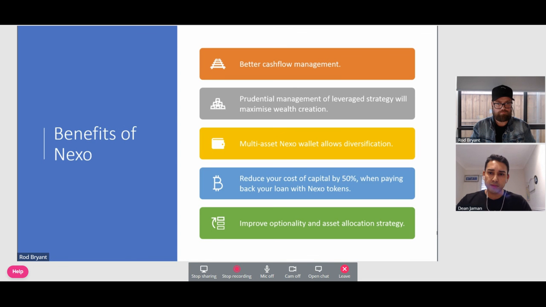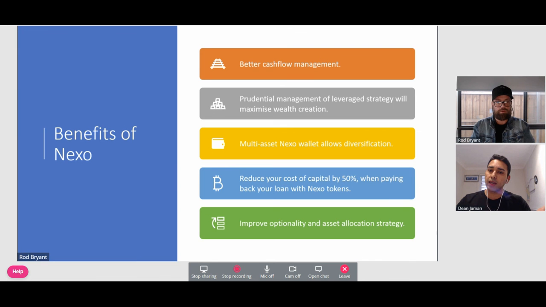Also, the other benefit of Nexo is you can reduce your cost of capital by half, as we touched on, right? So 16%, and you can pay back with Nexo tokens. You can pay back at 8% as the APR, the interest rate. And if you were to buy tokens today, for example, it's trading at 7.5 cents, right?